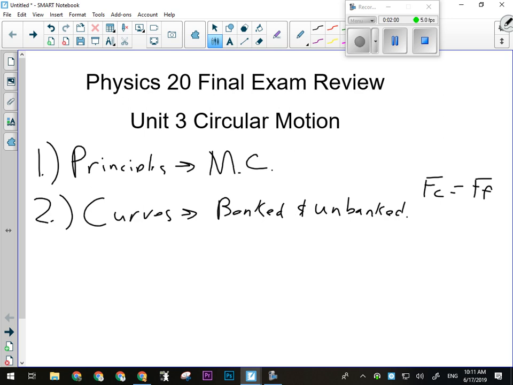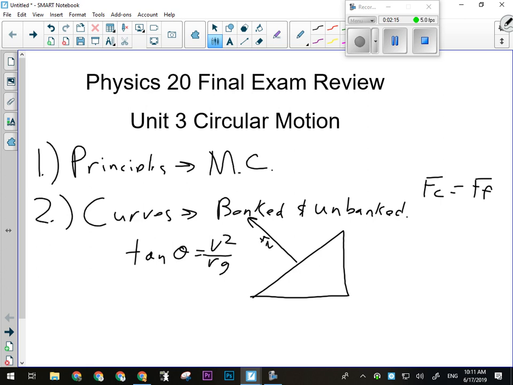If we're talking about banked curves, remember we have a special formula for that: tan of theta equals v squared over r times g. That has to do with the idea that a banked curve is an inclined plane, where the normal force acts straight out from the plane, and we use its horizontal component to act as a centripetal force, eliminating the need to rely on friction. If we bank a corner, we wouldn't have to rely on friction. There would be a speed at which that corner could be negotiated without friction.